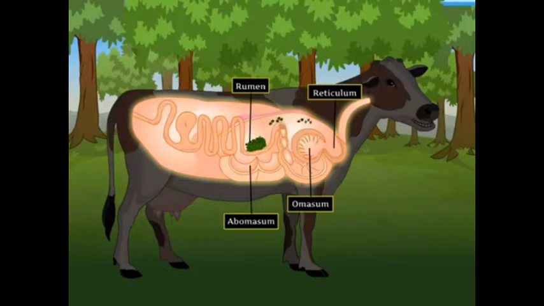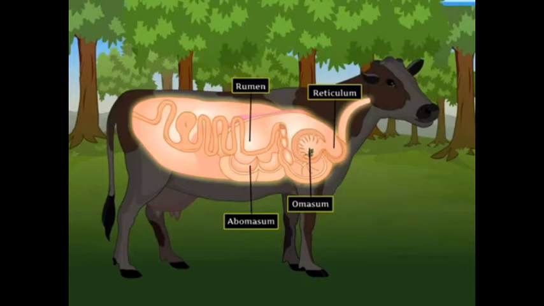The cud is pushed into the reticulum, the second chamber of the stomach, and from here it is sent back into the mouth for thorough chewing. The process of chewing the cud is called rumination, and animals which chew the cud are called ruminants. The rechewed food is swallowed and sent into the omasum, the third and the smallest chamber of the stomach, to absorb excess water from the food.